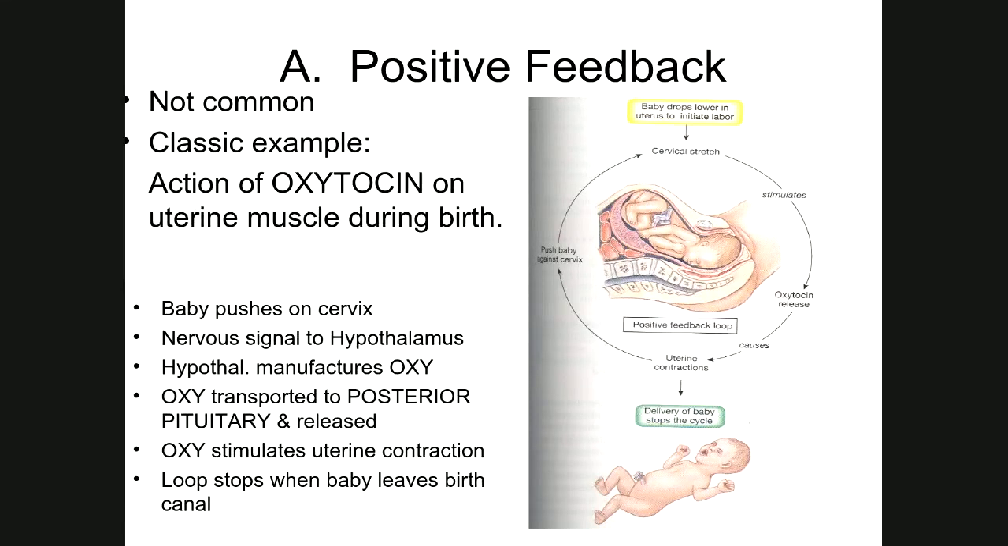As soon as the baby leaves the birth canal, everything stops. So as soon as the baby, I repeat, touches the cervix, it stimulates oxytocin by the cervix, by the uterine, and the hypothalamus senses that and will secrete more oxytocin. How? Not by the anterior pituitary, but by the posterior pituitary. It will secrete more oxytocin. And more oxytocin will stimulate the uterine contractions, and this will stop as soon as the baby leaves the canal.